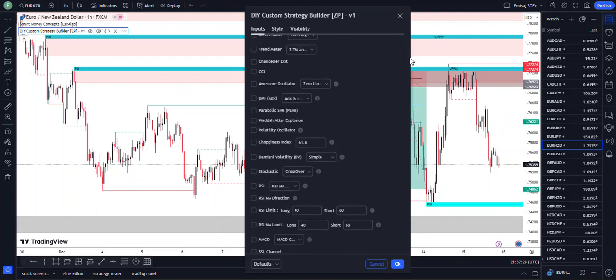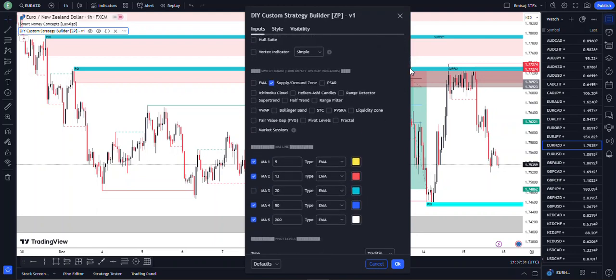Then going further, on this place, the only indicator I'm using is the supply demand zone. That is where I have this blue supply and demand zone. So the pink and the black is for the smart money concept. Then the blue is for this supply and demand. So uncheck every other thing and leave this supply and demand zone checked.